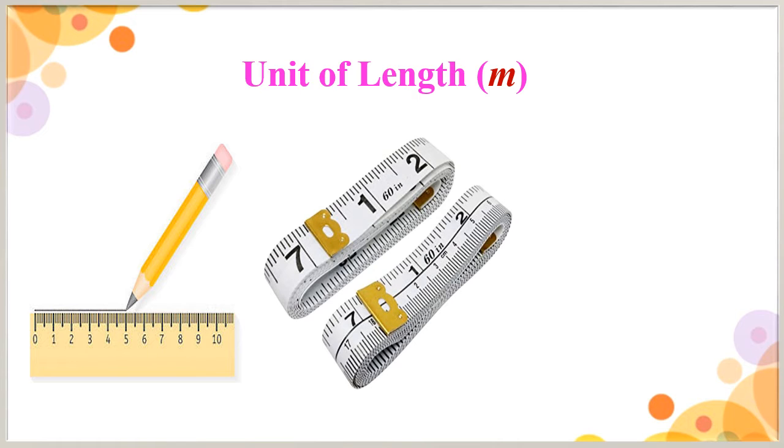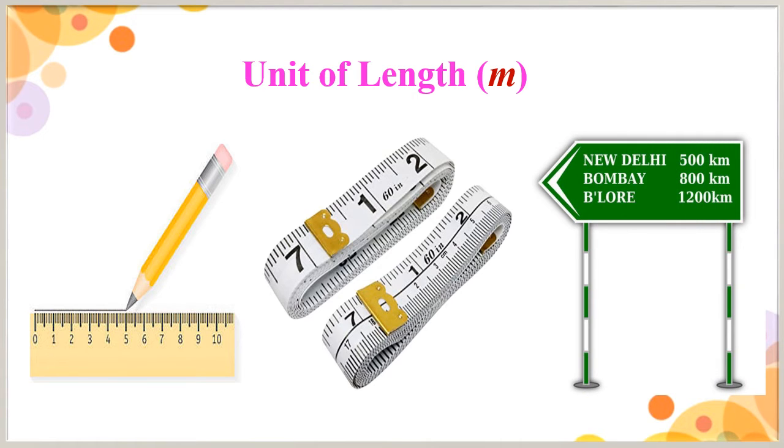Suppose we have cloth, we can use this tape. Suppose we want to find the distance between places, we can see along the roadside: New Delhi 500 kilometer, Bombay 800 kilometer, Bangalore 1200 kilometer. That means to reach Delhi from here, it is 500 kilometer distance. Likewise we can take it.